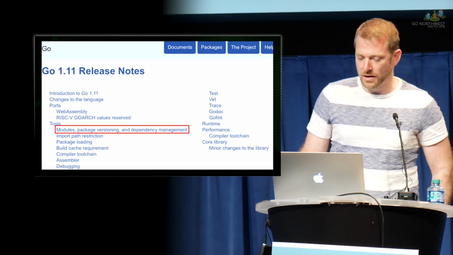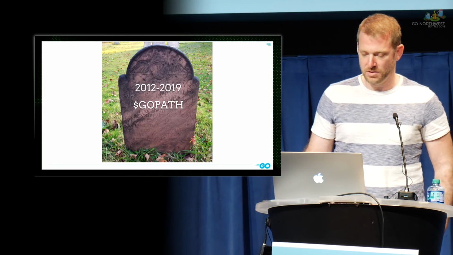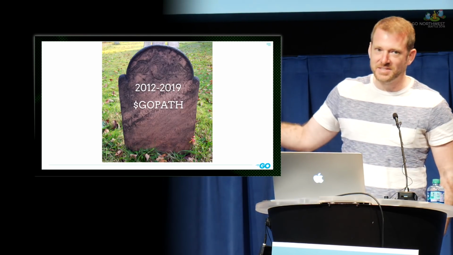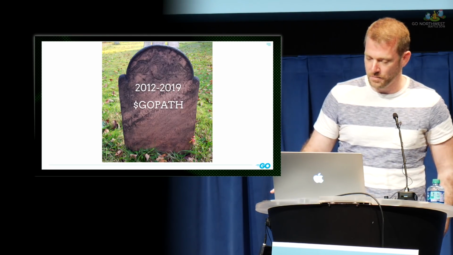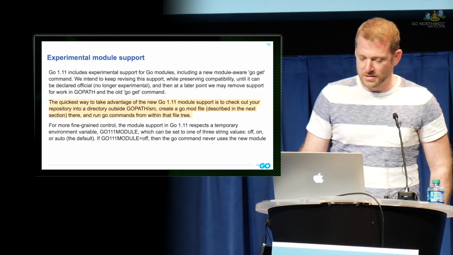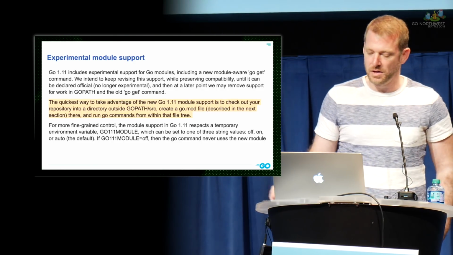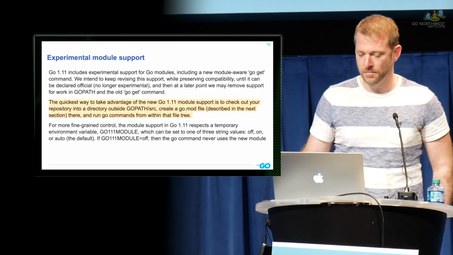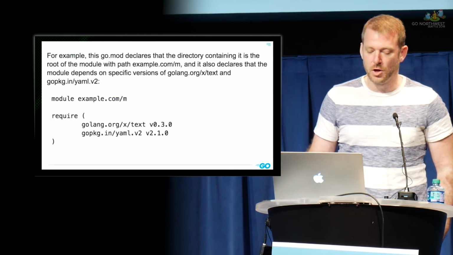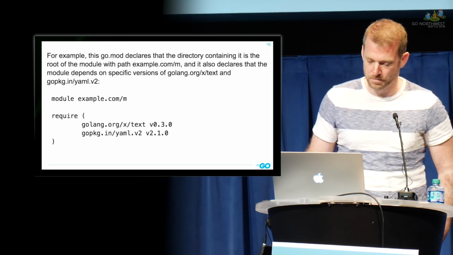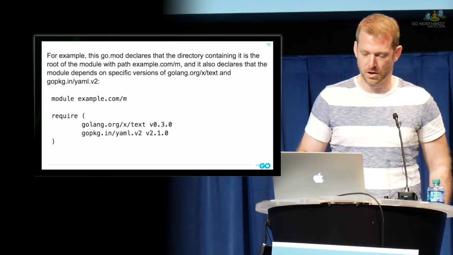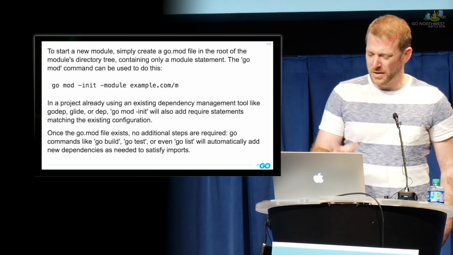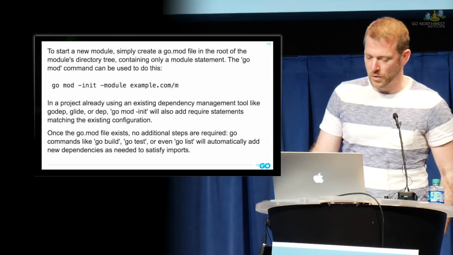Next big headline feature in Go 1.11 is module support, also known as kind of like the death of GOPATH. It's not dead yet, but the writing's on the wall. And the release notes say the quickest way to use it is you just go to some place that's not in your GOPATH and start hacking there. There are these little go.mod files that you can write either by hand or you can use the tools to auto-write them for you. You can run go mod -init. This might have changed actually recently, but read the notes.